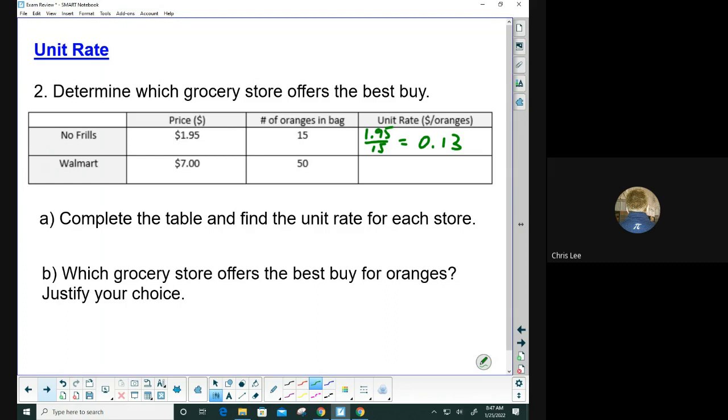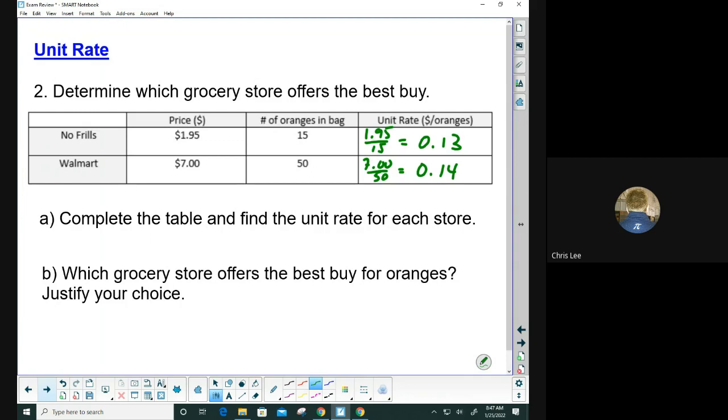Is it possible you could get something like 0.0013? Yeah, because especially if you're talking grams, right? It might be like a fraction of a penny each gram. Okay, so don't panic if you see that. All right, and then the second one, and you don't have to write this part down, the 1.95 divided by 15. I'm just putting it there to remind you where it came from. So the other one would be 7 divided by 50. And what does that get me? 0.14.